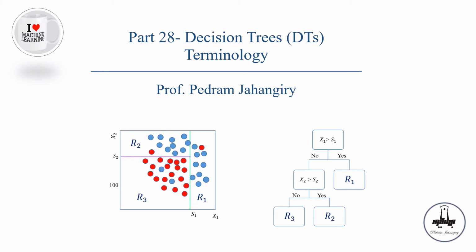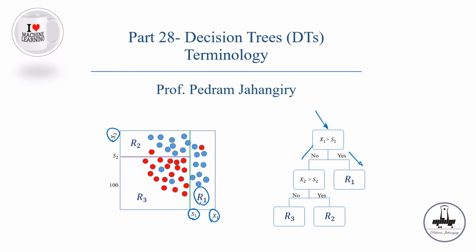Let's look at an example for a classification problem. Imagine we have two features, x1 and x2, and we are dealing with two classes, blue versus red. Starting with asking some simple questions from the top of the tree, let's say we start with feature x1, and we say if x1 is greater than s1, this is our split number one, then if the answer is true, go to the right, go to region number one. So this is our region number one.